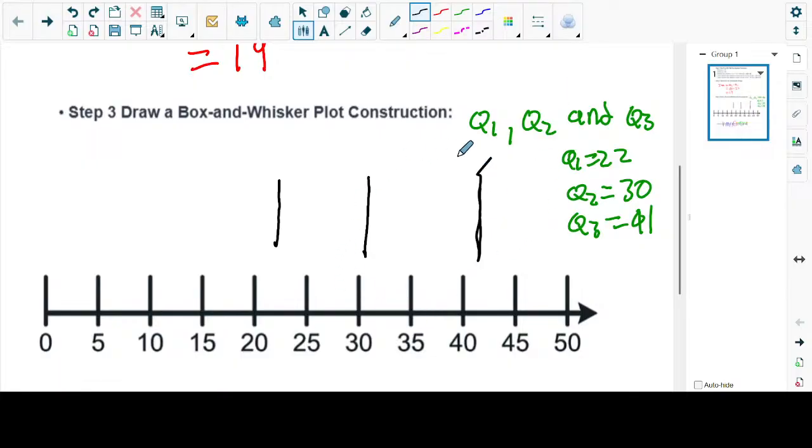And then once we're done with that, we can connect the boxes. So you just draw a horizontal line connecting them above, and then also connect them below.